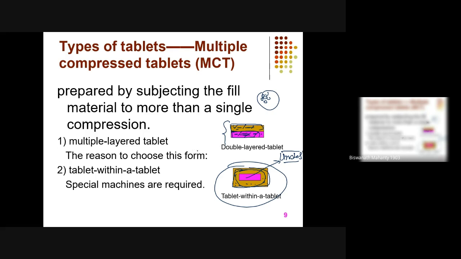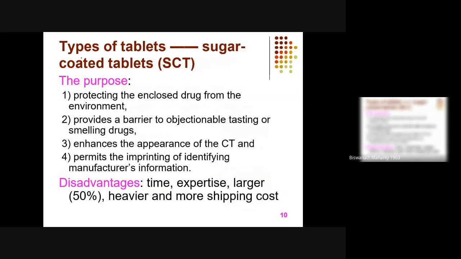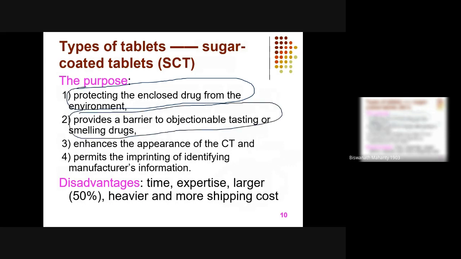And a tablet within a tablet is, of course, something for which we need a special machine, because it should not feel like a powder. The purpose is protecting and enclosing the drug from the environment, that is one part. Providing a barrier against objectionable taste, like a coating part, and permitting imprinting or identifying marks. So these are all easy things.